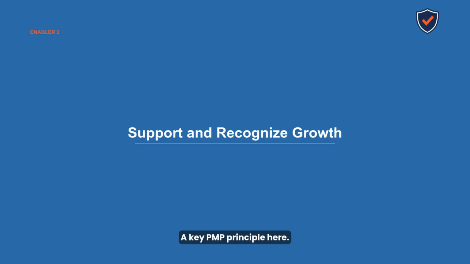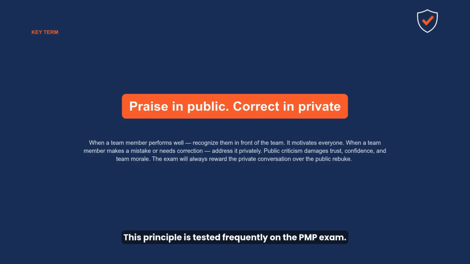A key PMP principle here: you praise in public and correct in private. This shows up regularly in scenario questions. This principle is tested frequently on the PMP exam. When a team member performs well, recognize them in front of the team. It motivates everyone. When a team member makes a mistake or needs correction, address it privately. Public criticism damages trust, confidence, and team morale. The exam will always reward the private conversation over the public rebuke.